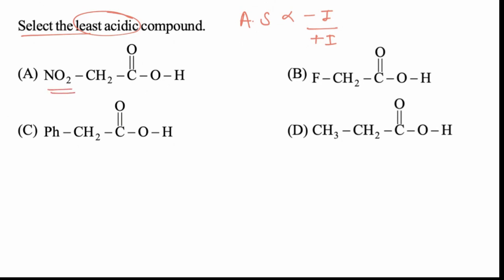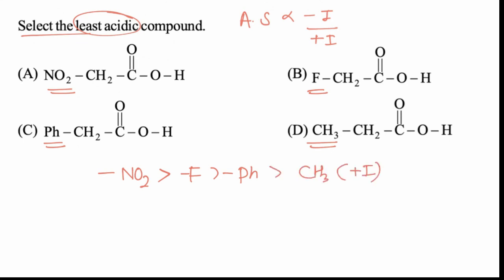Now out of NO2, F, Ph and CH3, NO2 is having the maximum minus I effect, so it will have the maximum acidic strength. Then from fluorine and phenyl, fluorine is having more minus I than Ph, and CH3 is having a plus I effect, so instead of increasing acidic strength, it will decrease acidic strength. So most acidic is A, then B, then C and D. D is least acidic, A is most acidic, and hence the correct answer is D.